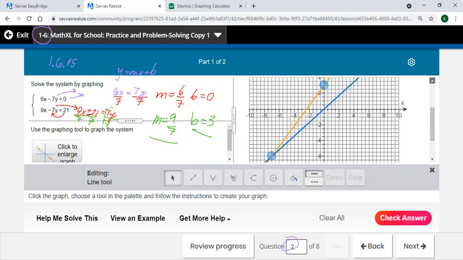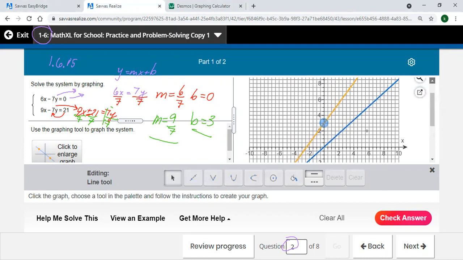So 6, let's see from here, if I go up 6 to 7 right there, that looks like it's at 7, and up 6, rise 6, run 7. All right, then the other one we just did.